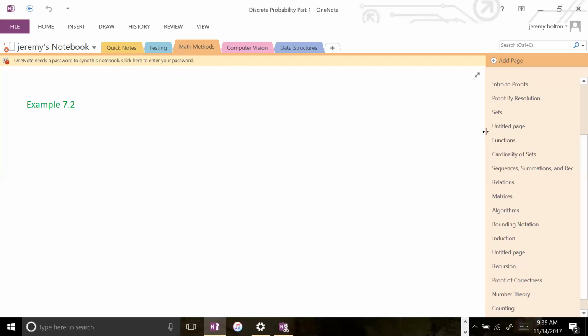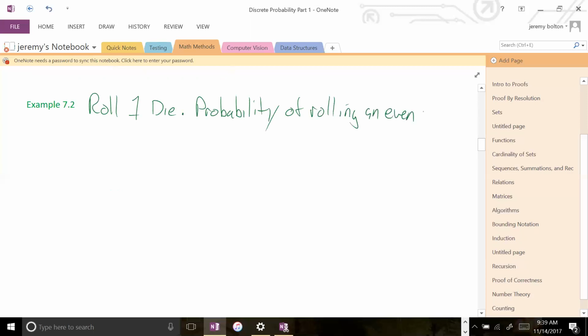Sample example 7.2, rolling an even number. So assume again that we have a die. What is the probability of rolling an even number? Again, our sample space is simply, assuming that we have a 6-sided die, 1, 2, 3, 4, 5, all the way out to 6.